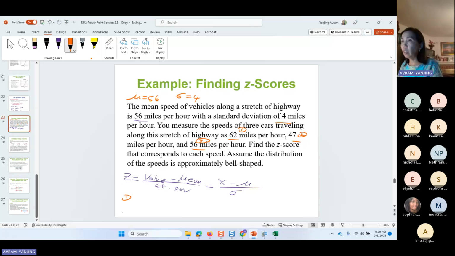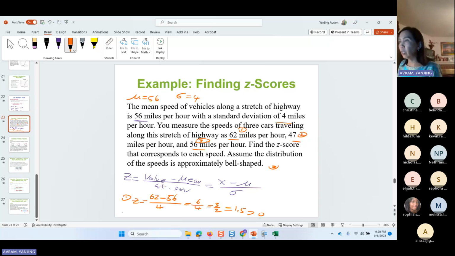All right, so for the first one, z will be x here is 62 minus the mean here is 56, divided by the standard deviation, which is 4. So this will be just 6 over 4 or 3 over 2, which is 1.5. We know 1.5 is greater than 0, so that means this one is above the average.